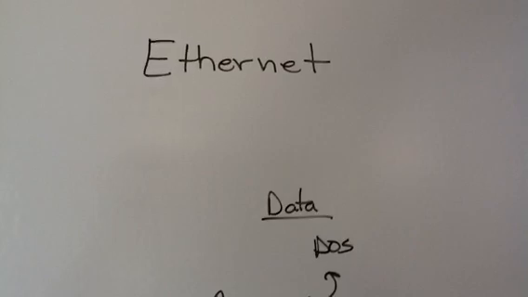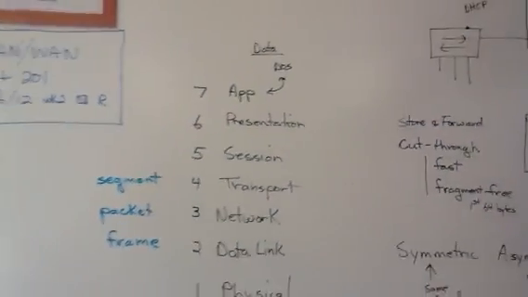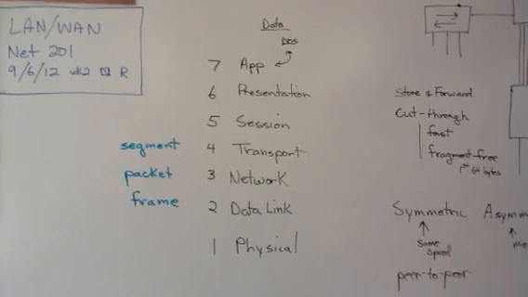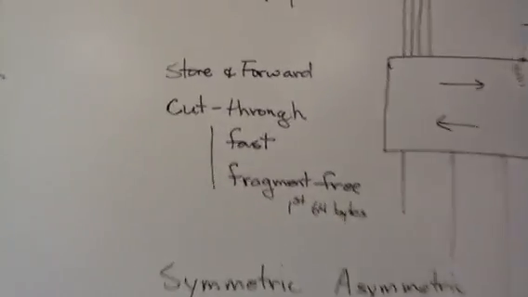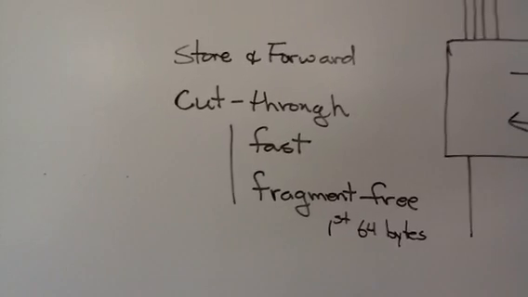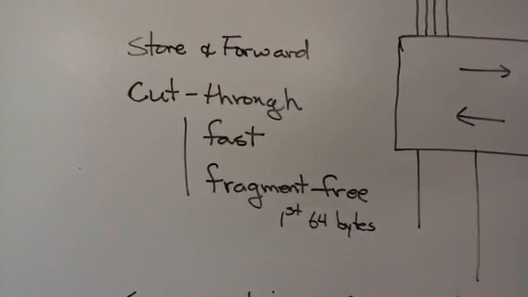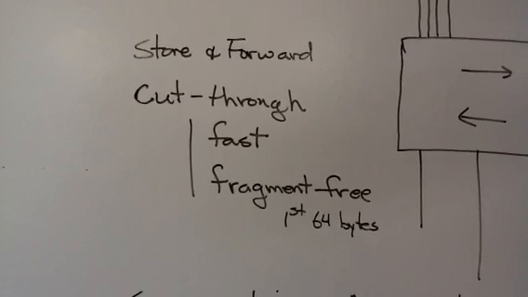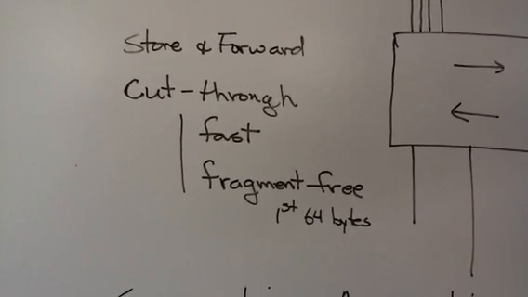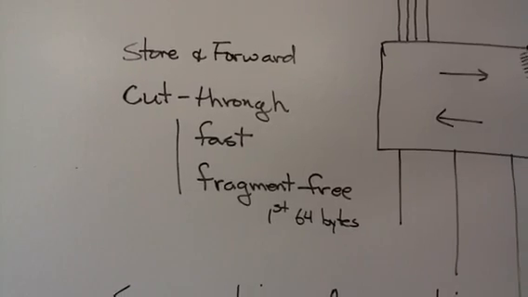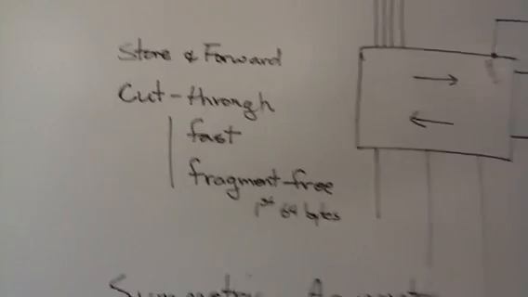This is configuring switches. So we reviewed Ethernet. We talked about the layers. We reviewed store and forward and cut through, and then we talked about the difference, fast or fragment free. Fragment free looks at the first 64 bytes. A lot of errors are determined in those first 64 bytes. Store and forward keeps the entire frame and checks it before forwarding it.